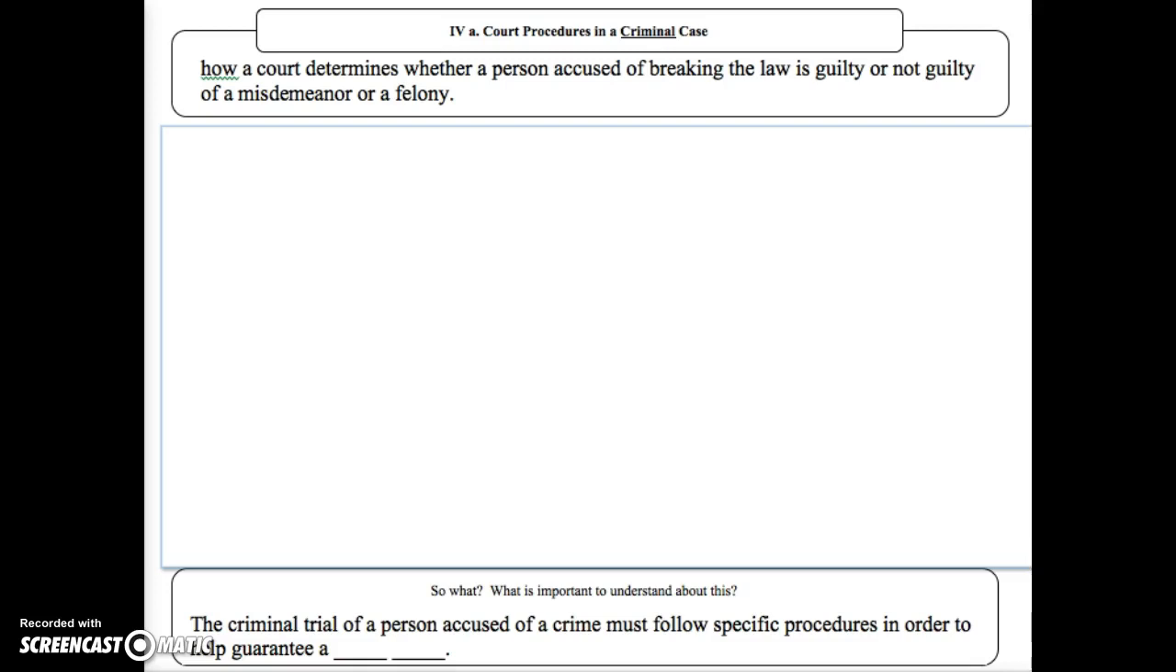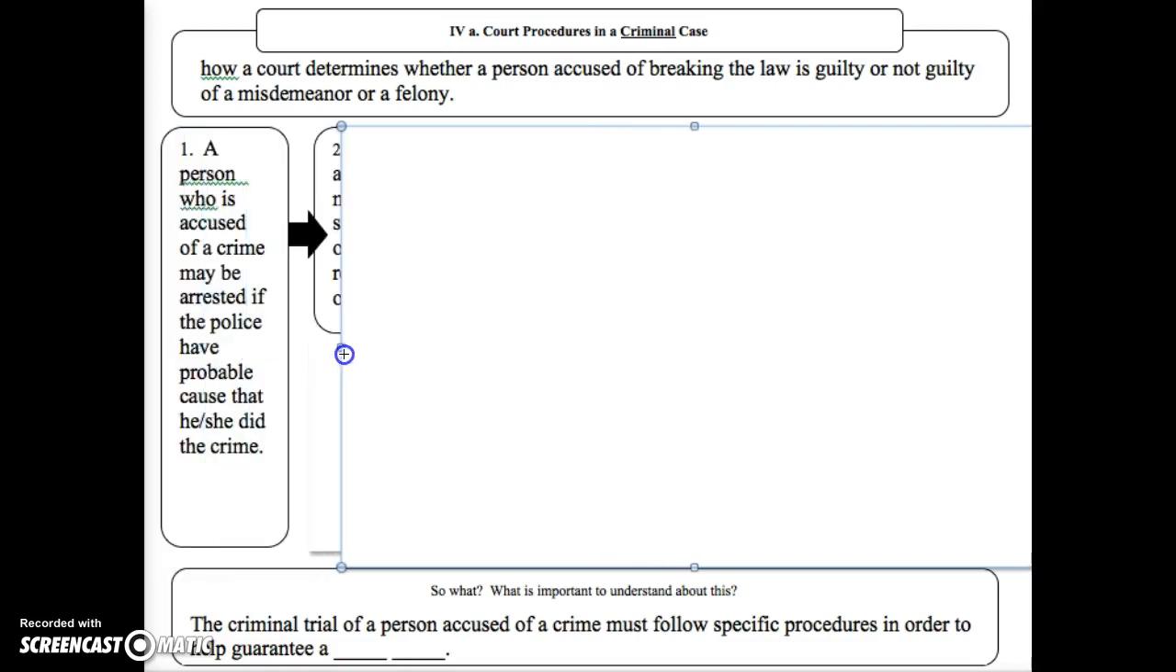This video is about how a court determines whether a person accused of breaking the law is guilty or not guilty of a misdemeanor or a felony. This is different from a civil case. A civil case's job is to settle a disagreement. In this case, a criminal case, we're looking at whether or not someone is actually guilty of breaking the law. What we're going to go over are the 5 steps that should occur to help ensure that an accused person is treated fairly.